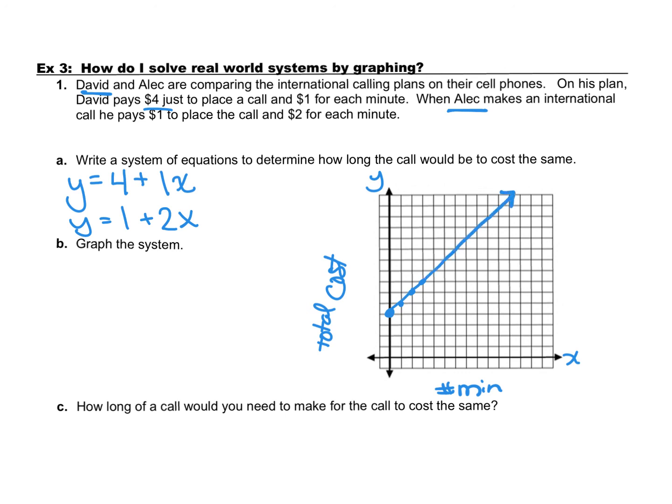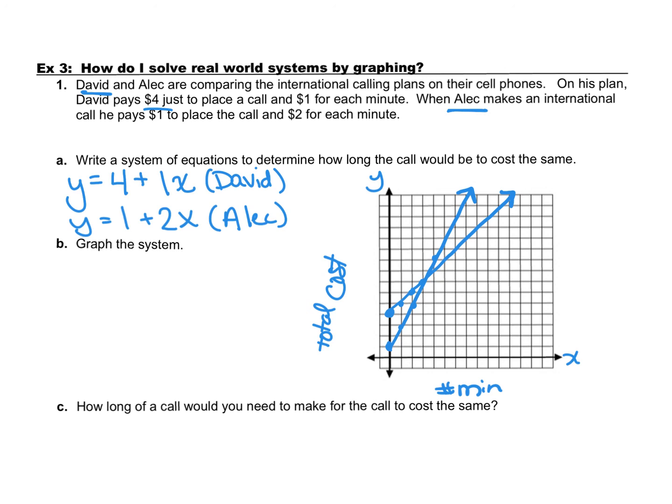All right, so let's just label that as David. And here's Alec. Now let's do Alec's. He's going to start at $1, so that's where his starts. But then he pays $2 for every minute, so it's cheaper when you first start. But he's going to go $2 for every minute, so we're going to go up 2, over 1, up 2, over 1, up 2, over 1. And now notice, let's do it one more time. Okay, now we're able to see. All right, so there's Alec.